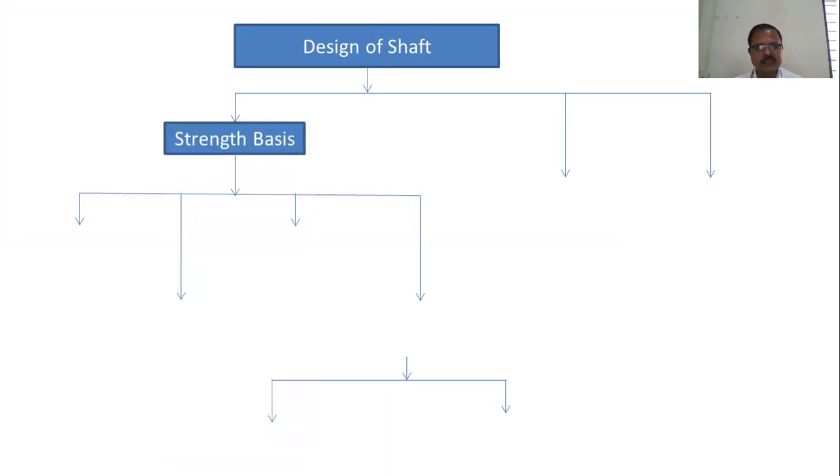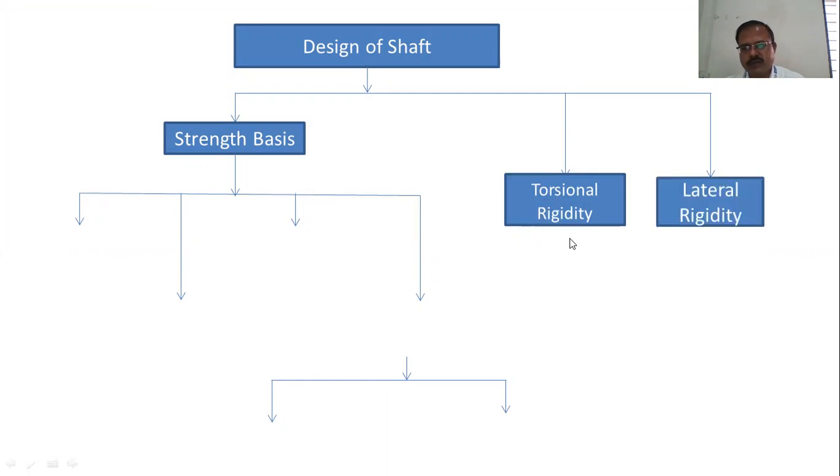First basis is strength basis, where we are talking about the safety of the shaft on the basis of comparison between the induced stresses and permissible stresses. Then we are going to talk about the design of shaft based on torsional rigidity, that is the angle of twist. It should not exceed the permissible limit. And then we are going to talk about the design of shaft on the basis of lateral rigidity also, that means the deflection of the shaft due to the lateral loads.